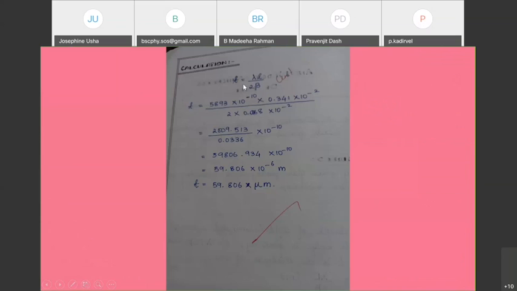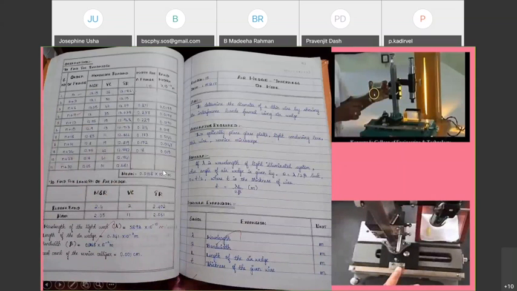Lambda is nothing but the wavelength of the monochromatic source which we have used. Here we have used the sodium vapor lamp. Its wavelength is constant, 5893 Armstrong, right? In terms of meter, it is 10 power minus 10 meter, right? L I have mentioned here in terms of meter, and then the beta value, this average value, after getting it from the first table column.